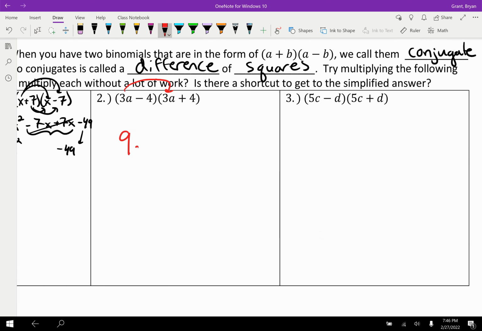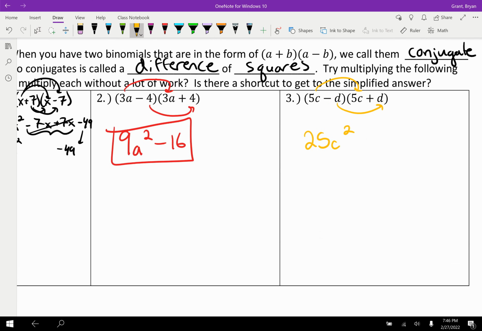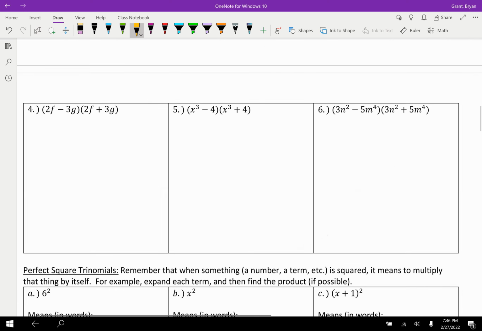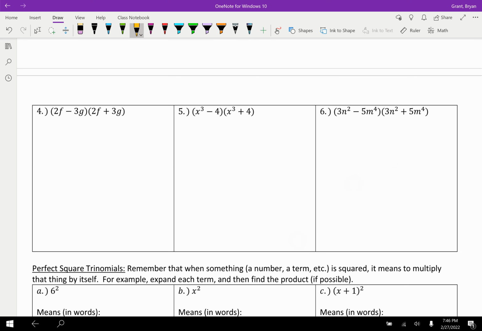This one becomes 9a squared minus 16. If you try this one, we have 5 times 5 is 25. C times c is c squared. D times itself is d squared. Negative times a positive is a negative. Now I did mention there are 3 more to go, so why don't you try these last couple to bring in some exponent rules from topic 6 that we keep jumping back to, important for us to know. And then we will unpause and continue on through.